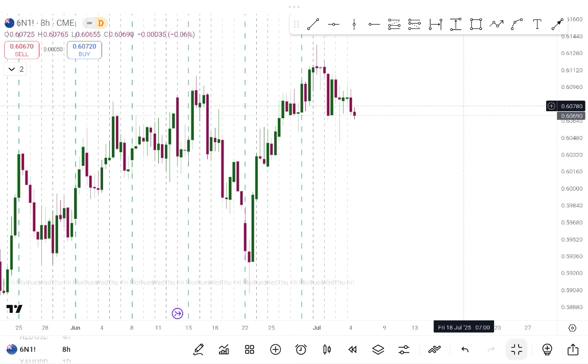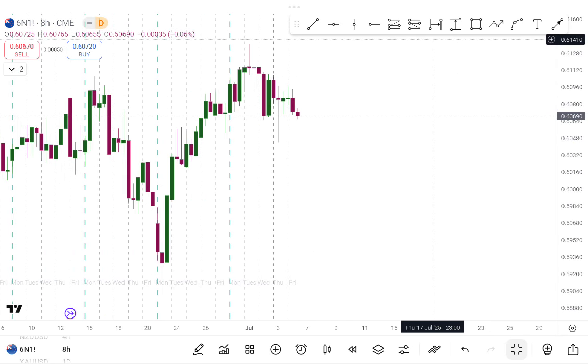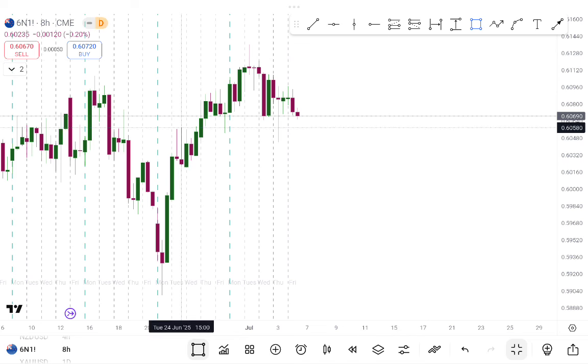So let's see. We have this red candle here. That's the zone that they bought from. That's the zone from 8 hours.